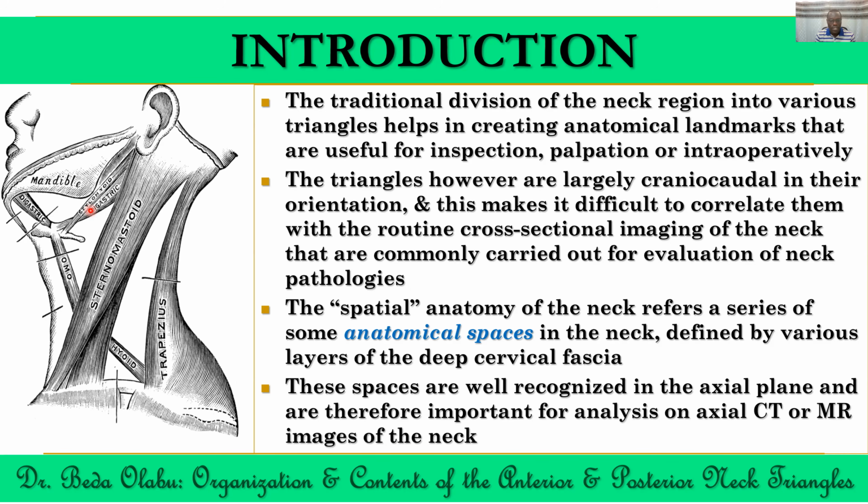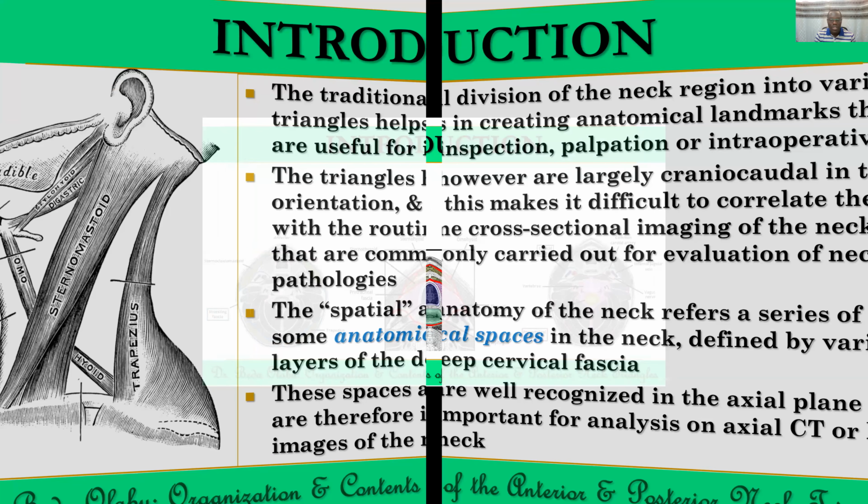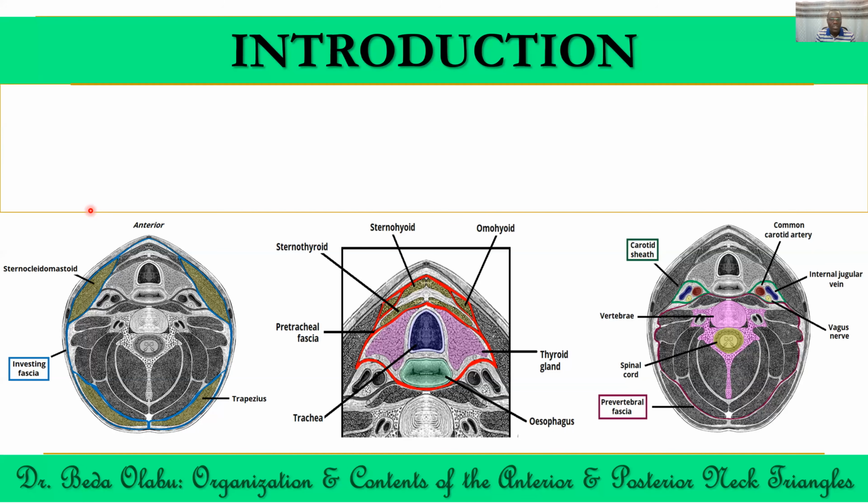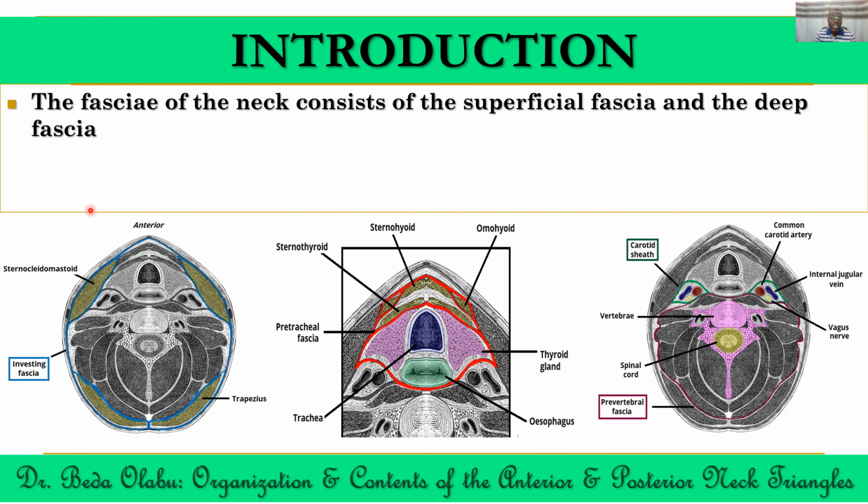So because of this, we will also discuss the spatial anatomy of the neck. In the previous lecture, we focused on the infrahyoid neck spaces. In this particular lecture, we are going to focus on the suprahyoid neck spaces. Maybe just remind you about the fascial anatomy of the neck so that it will be easier for you when we discuss the spaces. It will be difficult if you don't understand the fascial system.